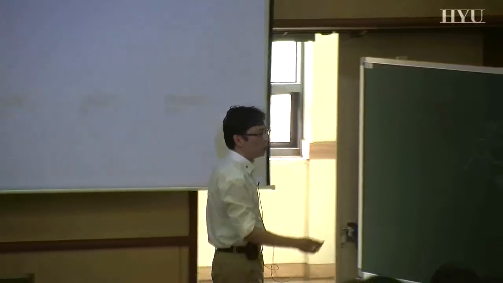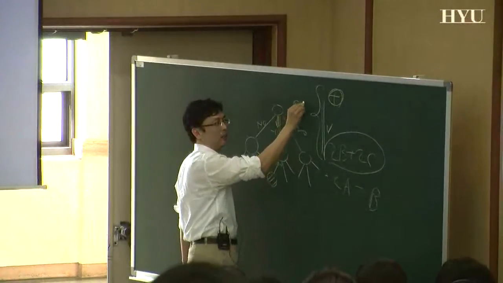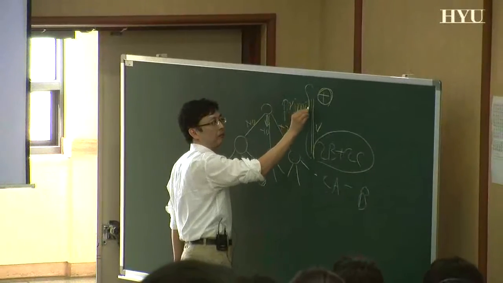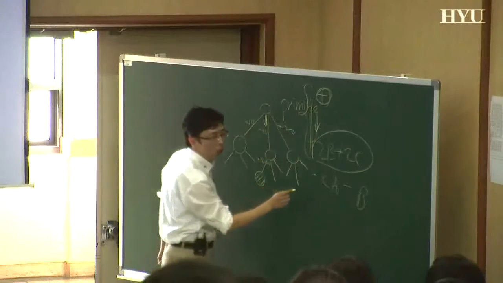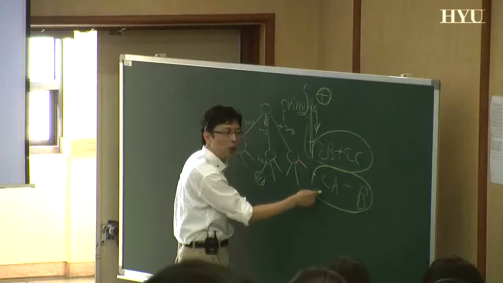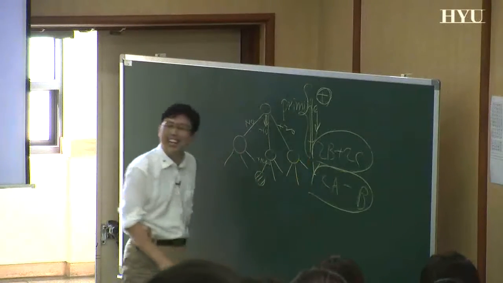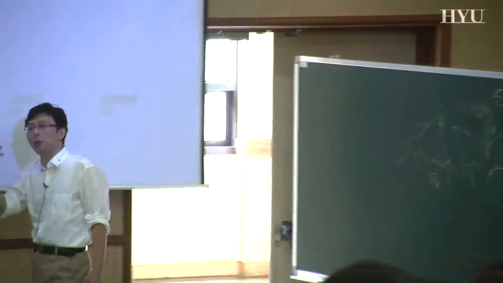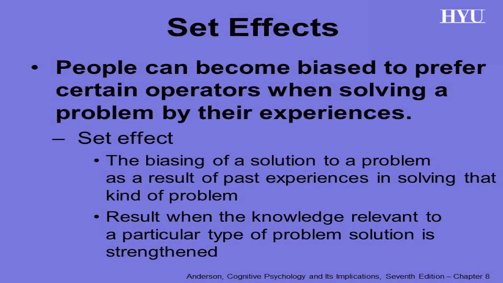So that is set effect. Set effect means the problem solving strategy is primed by your previous experience. That's why that is a much faster answer. Of course, 2B plus 2C is slower than this one because 2A minus B is much faster. But this one takes time to get out for your problem solving answer. Get it? Okay? Set effect means this one.